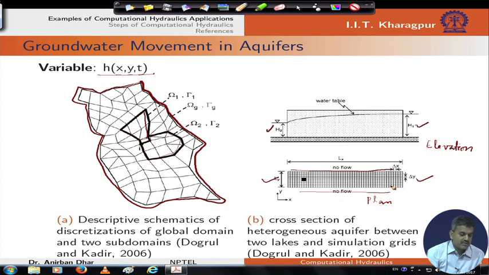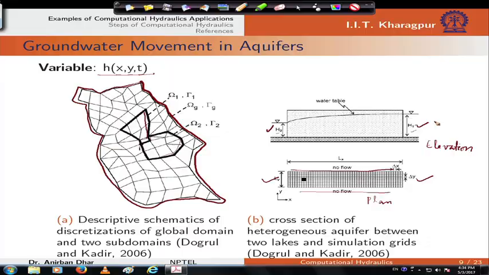With this configuration, we can try to find out the position of the water table. So the water table is varying with x and y and with time, if there is variation in H2 and H1. Otherwise, if H2 and H1 are fixed with time, then we will get a steady state configuration, or steady state water level, in this particular system.